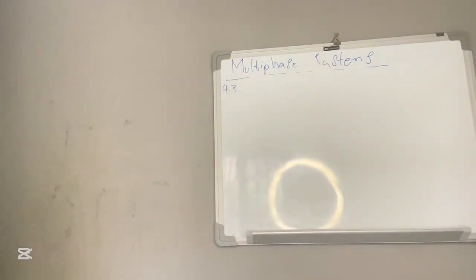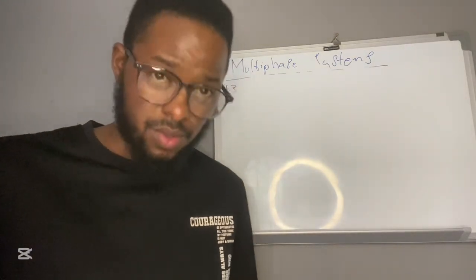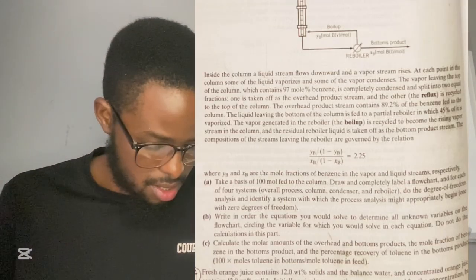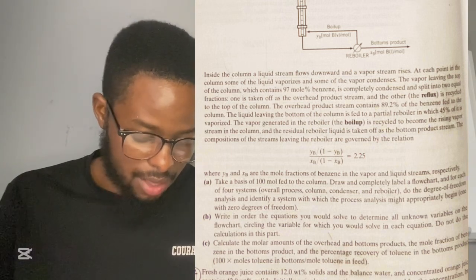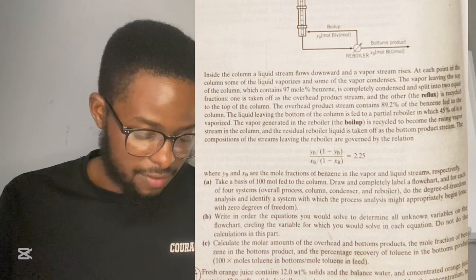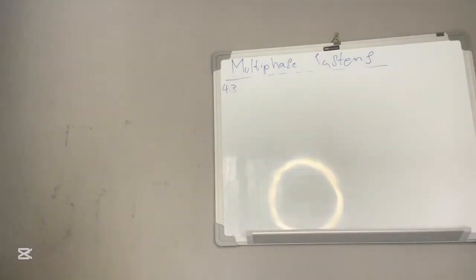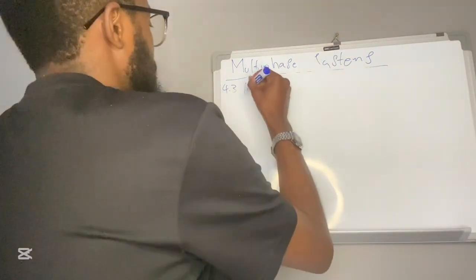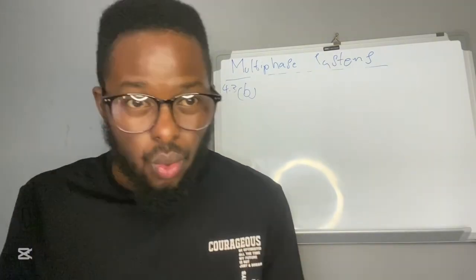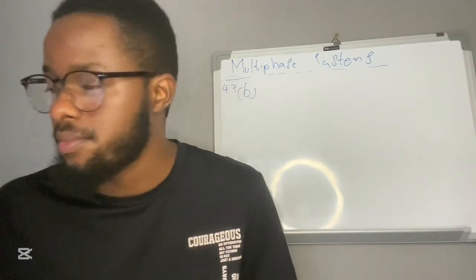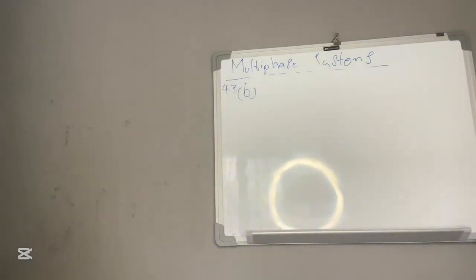So yeah, we go to number B now. Number B says, write in order the equations you will solve and determine all the unknown variables on the flowchart, stating the variable for which you would solve in each equation. Do not do the calculations in this part. So they're saying use what you have and do a skeleton of your calculations. Do not do the calculations, but do a skeleton of your calculations, right?